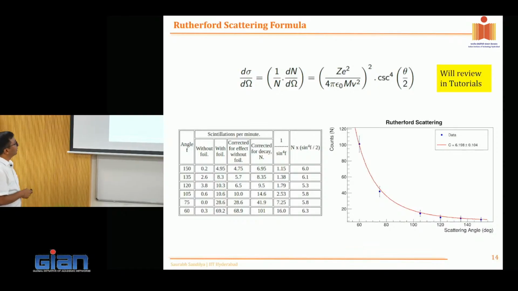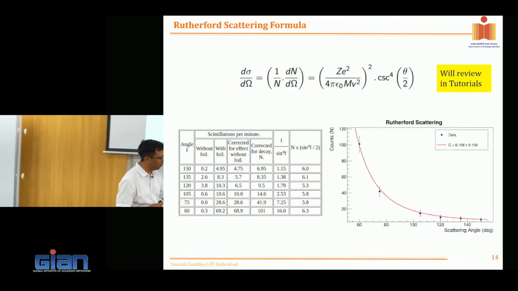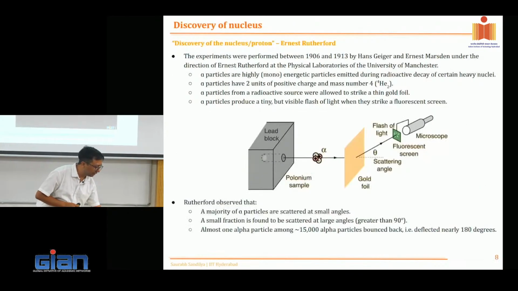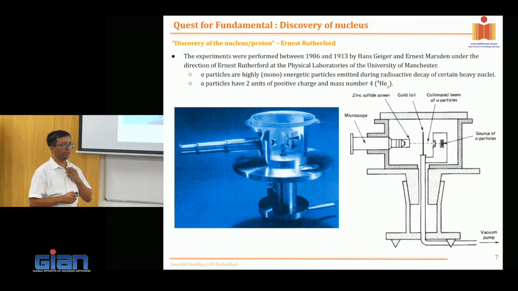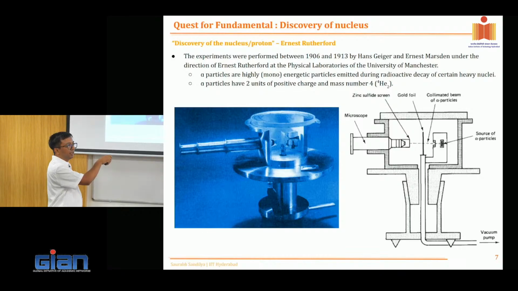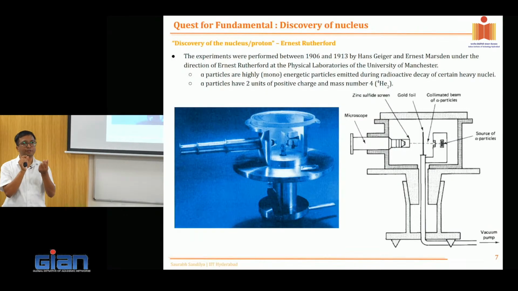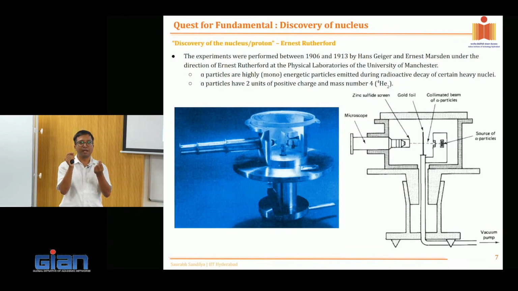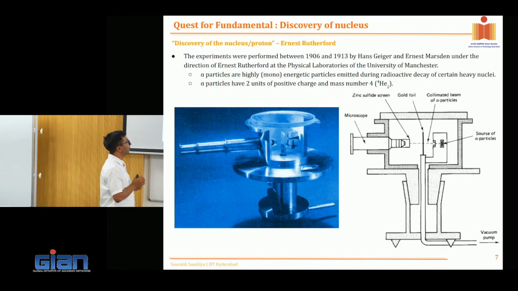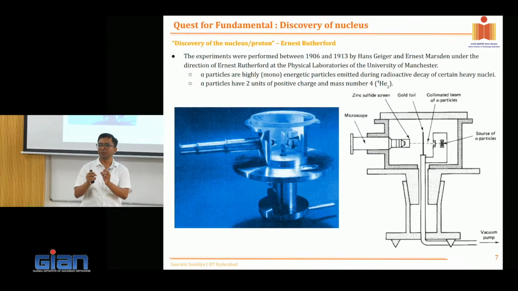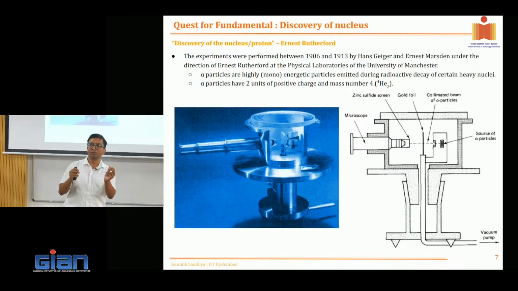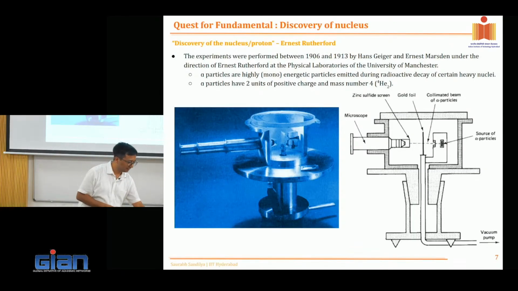So now you imagine this setup that I mentioned earlier, right? What you are doing is putting a source here, you are putting a gold foil, and you are moving your microscope at different angles, right? And you are counting for some time. So you fix it at one scattering angle, theta 1, you count for 10 minutes, you move to theta 2, count for 10 minutes, and so on.